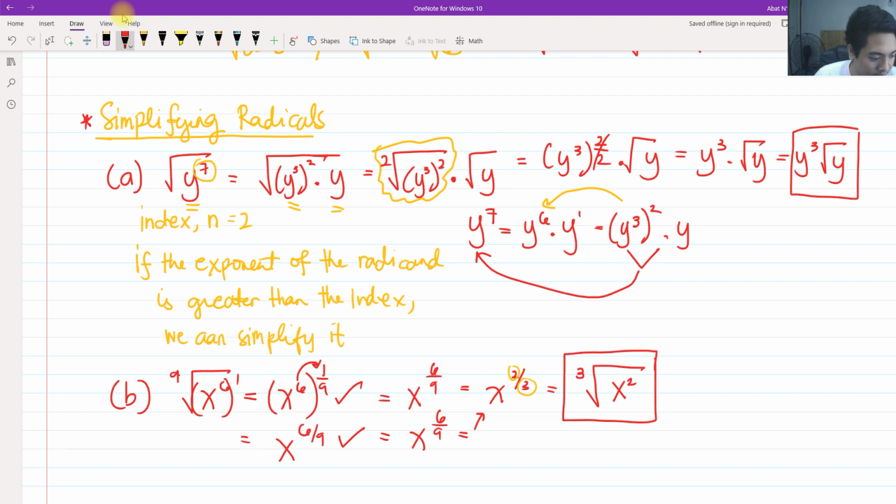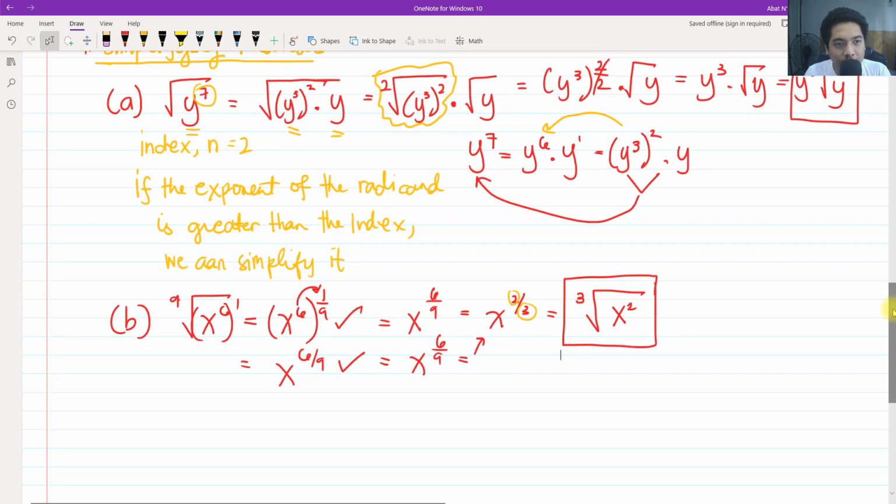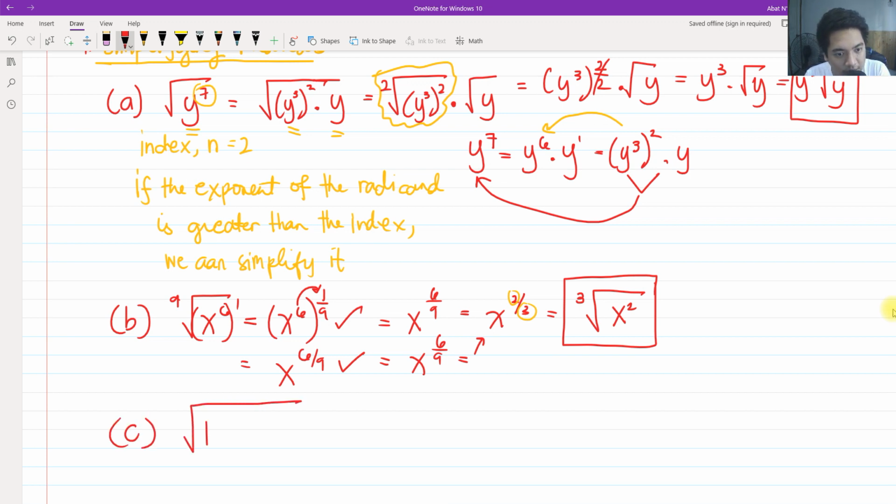So that is furthermore simplified. Okay? So letter C, we have the square root of 18x raised to 6 y raised to 11.